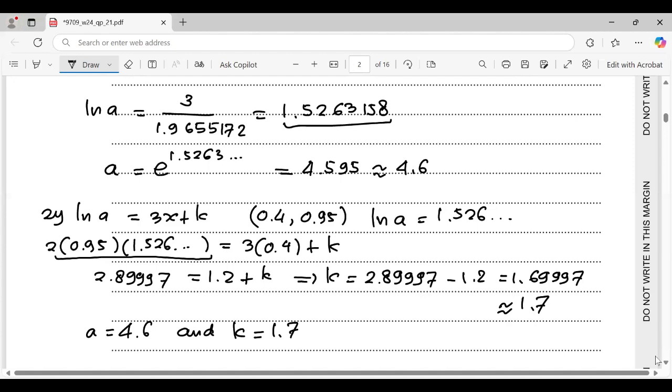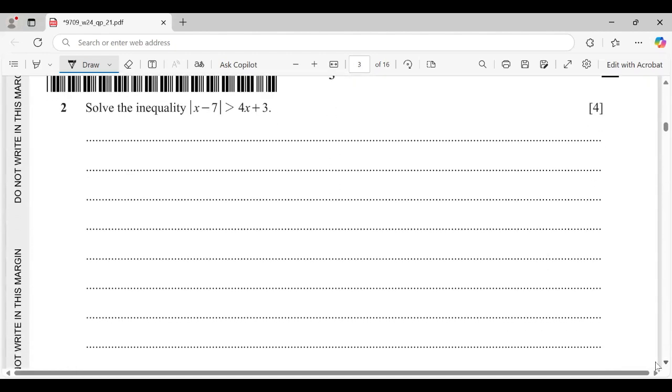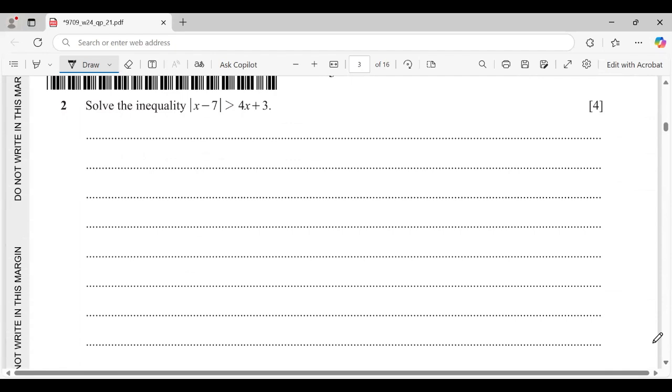Next question. Number 2. Solve the inequality modulus x minus 7 greater than 4x plus 3. When solving inequalities involving modulus, we have to break it into two cases based on the definition of the absolute value.